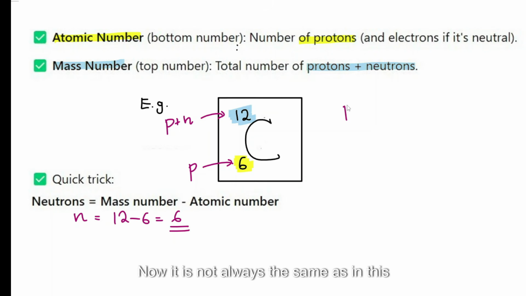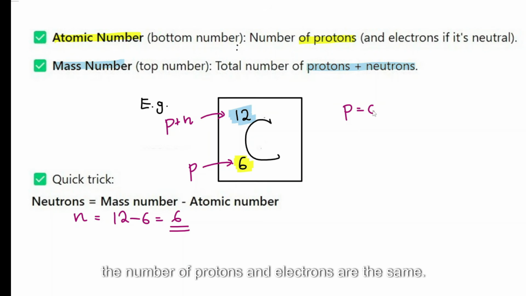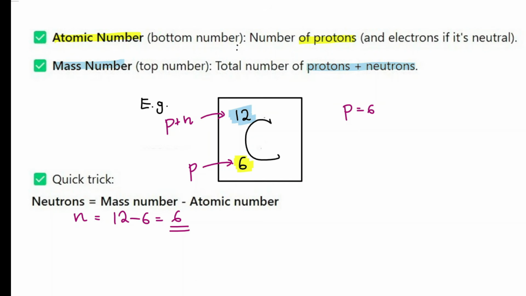Now, it is not always the same as in this example. Remember, in any atom, the number of protons and electrons are the same. So that will be 6. The number of neutrons is 12, take away 6 gives you 6. Now, in this case, they are all the same number.